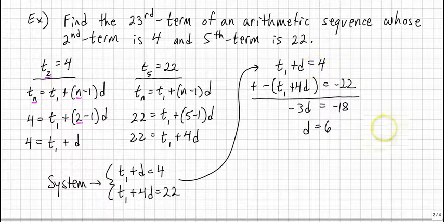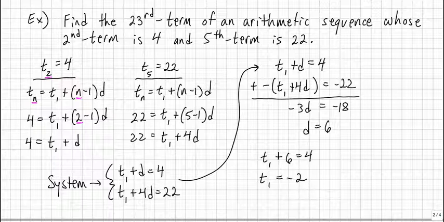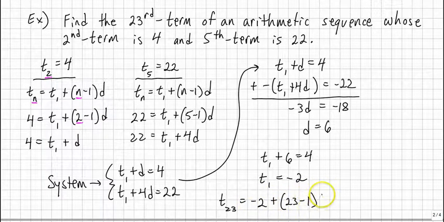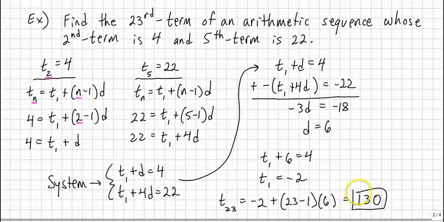Well, if I plug 6 back into the first equation, t sub 1 plus 6 should equal 4. So the first term must have been negative 2. So now I know what the first term is, and I know what the common difference is. They asked us to find the 23rd term. So the 23rd term should be the first term plus n minus 1 times the common difference. So negative 2 plus 23 minus 1 times 6 tells us that the 23rd term must have been 130. So the 23rd term of that arithmetic sequence is 130.